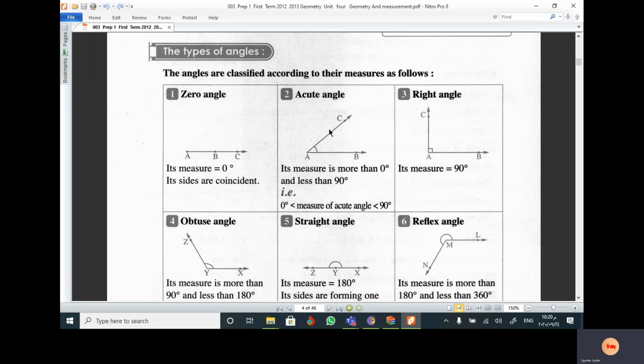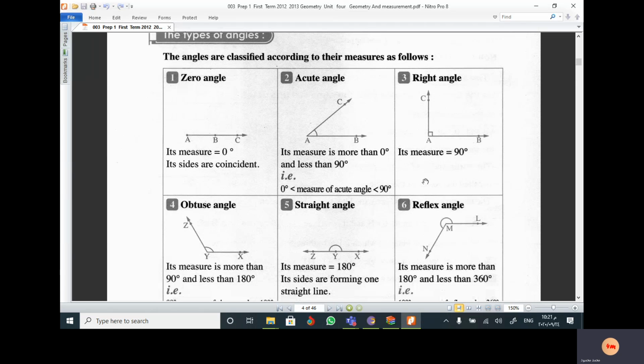Acute angle is an angle with measure more than 0 and less than 90 degrees. Right angle measures 90 degrees, and we denote it by a small square inside it.